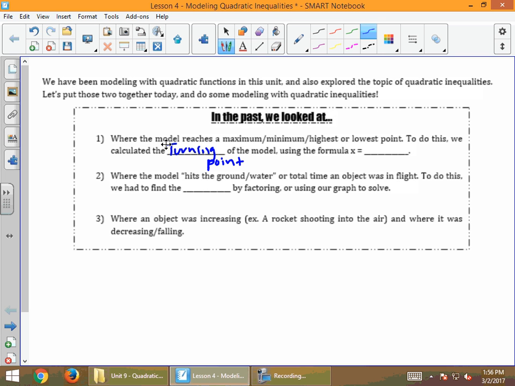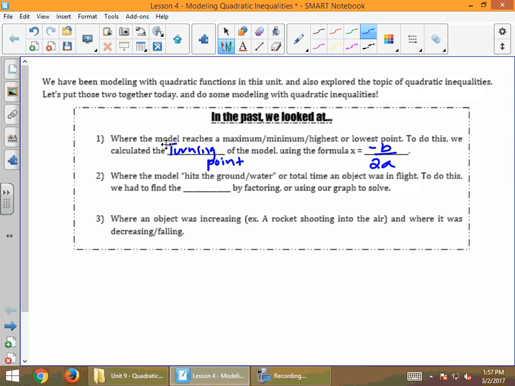And what's that little formula we used to help us find the turning point? Good, negative b over 2a. So generally what we would do is negative b over 2a, and that tells us how long it takes you to reach your maximum height. And then to find the actual maximum height, you take that value and plug it back into your function to find the height.